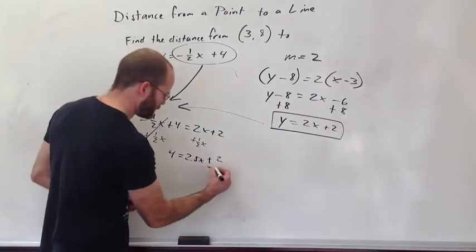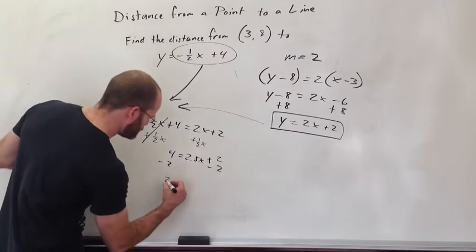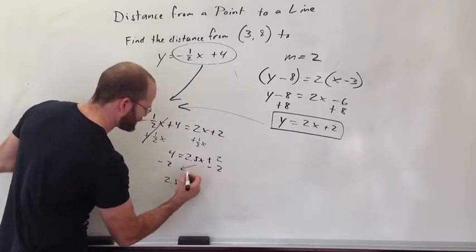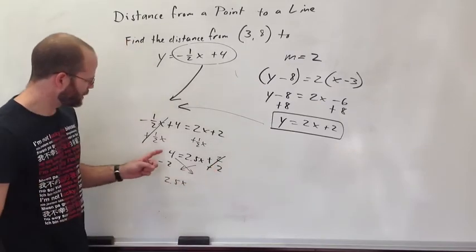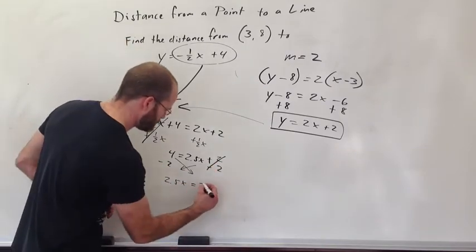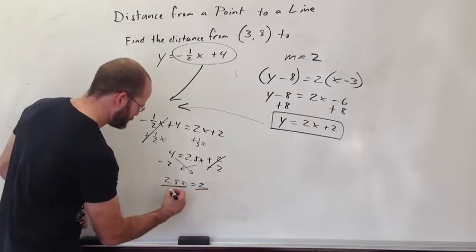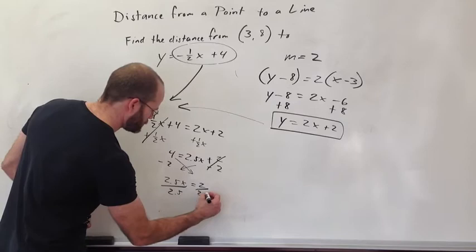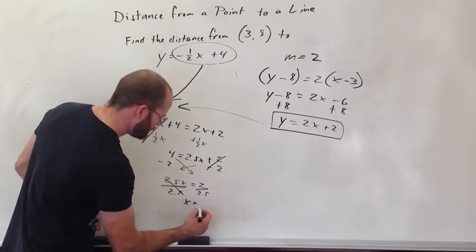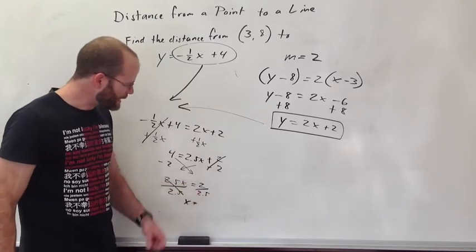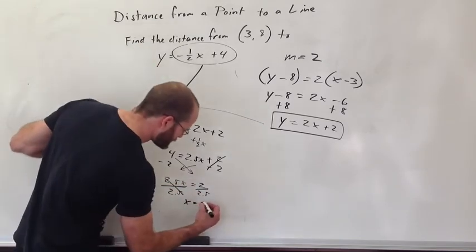Now we'll subtract 2 from each side. And we end up here with 2.5x. I just brought that to the other side. I'll bring this to the other side as well. Those cancel. 4 minus 2 is 2. Finally, we need to divide by 2.5. And we find that x is equal to 2 divided by 2.5. That's 0.8.